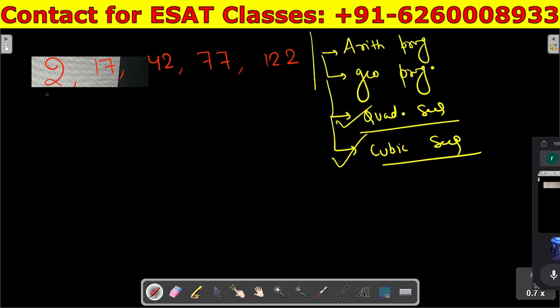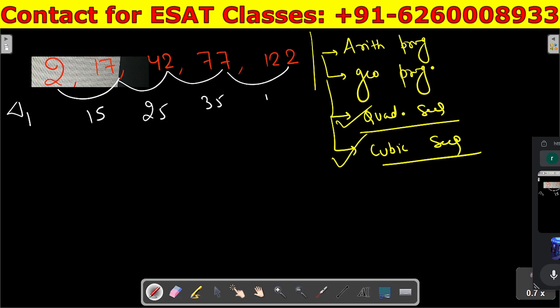The meaning of a quadratic sequence is, let us find the first difference, delta one. The differences are plus 15, 25, 35, and 45. This is not constant, so this is not an arithmetic progression. But when you take the difference of the differences, it's 10 here, 10 here, 10 here.